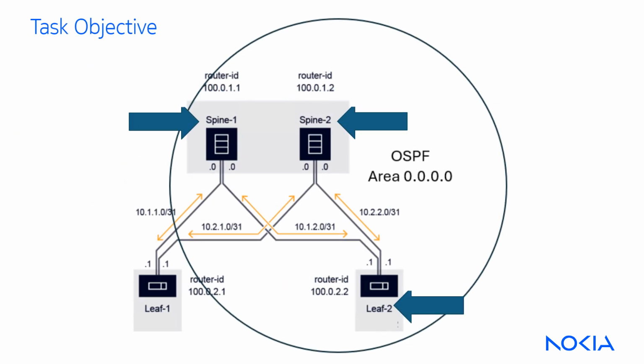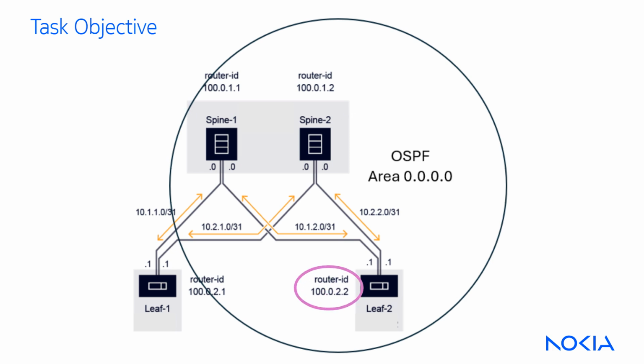Spine 1, Spine 2, and Leaf 2 are pre-configured. OSPF is used between the Spine routers and Leaf 2. Static routes have been pre-configured on the Spine routers and on Leaf 2, allowing Leaf 2 to reply to a ping from Leaf 1. Leaf 1 is pre-configured with all its physical and logical interfaces in the network instance default. We will configure a static route on Leaf 1 to allow it to ping the loopback IP address of Leaf 2.